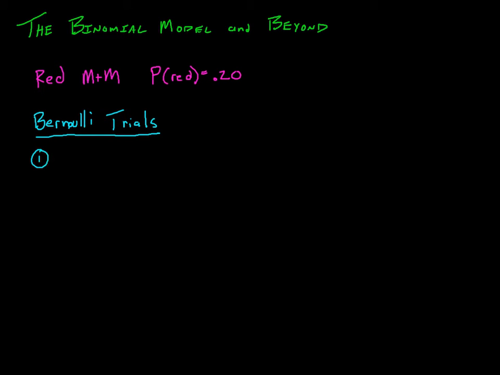The first criteria is that only two possible outcomes are available. Only two possible outcomes. And the first outcome we would consider success, and the other outcome we would consider failure. So we got P, that's the probability for success. And then we got Q, and that would be the probability for failure. So in our case, success is, yay, I got a red M&M. And failure would be, no, I got anything other than a red M&M.